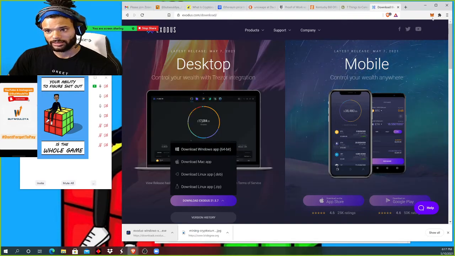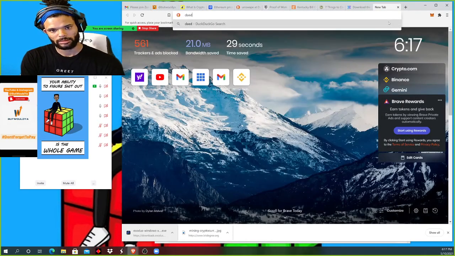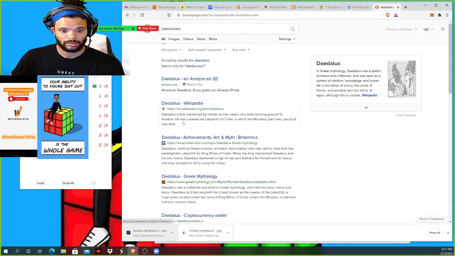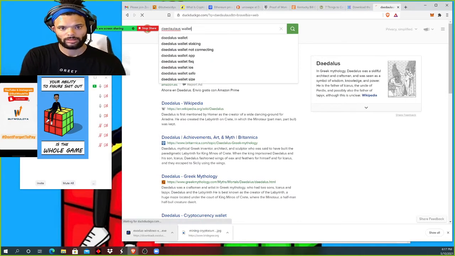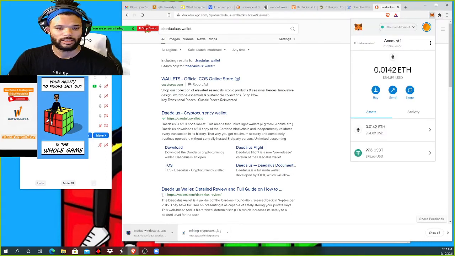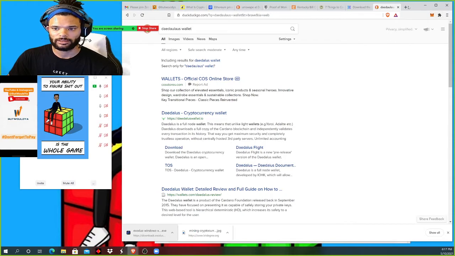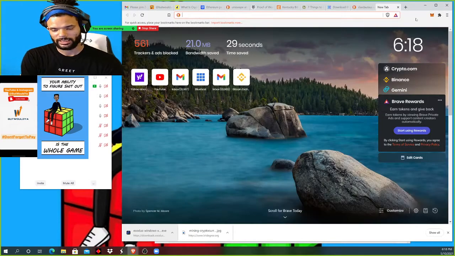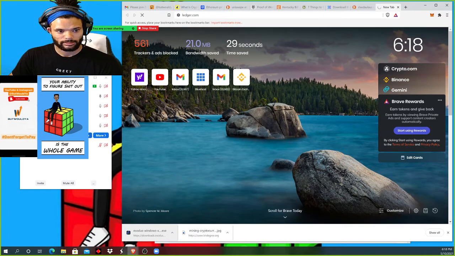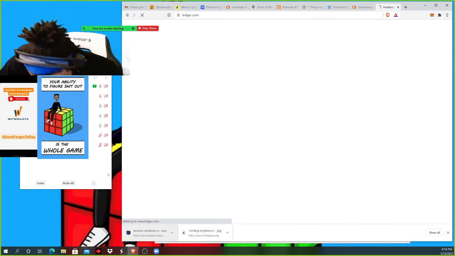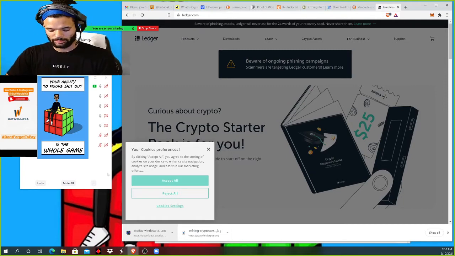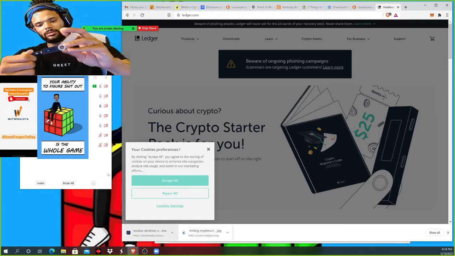So I used the Daedalus wallet. I don't even think I spelled that right. I use the Daedalus wallet, and then I use my Binance wallet. I use my MetaMask wallet over here, and then I use my Ledger wallet. So, does anyone know what a ledger is? Hey, there you go. Yeah. So let me see. I think I have one right here. So this is a ledger.